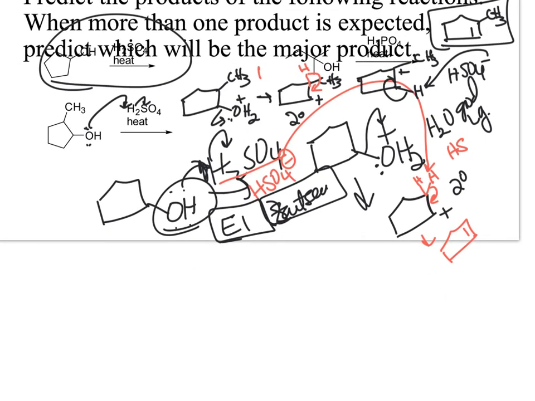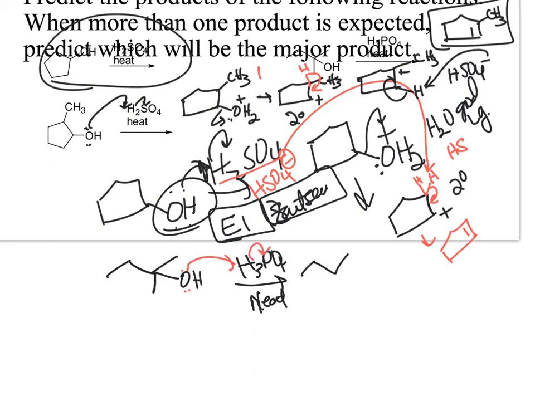Okay, the next one here is this alcohol, and you have phosphoric acid and heat. So once again, you have an alcohol. It's going to get protonated in the presence of an acid. Alcohols are horrible leaving groups. They're not like the halogens. And now it's protonated. This is a good leaving group because it's water. When it leaves, it's water.